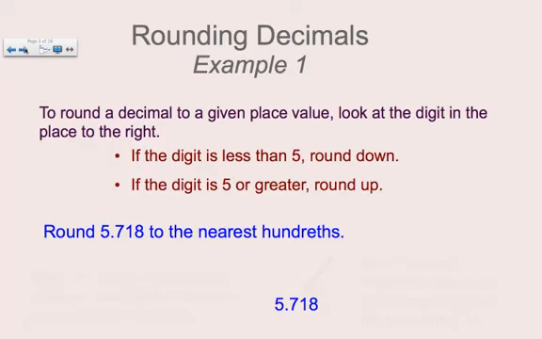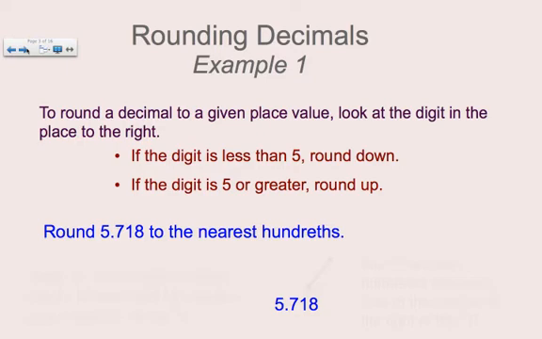First of all, before we can add or subtract, we just have to review quickly about rounding decimals. We covered it a little bit in section 2.1, but I just want to make sure everyone's got a good grasp of this concept. To round a decimal to a given place value, look at the digit in the place to the right of that given place value. If the digit is less than 5, we are going to round down. If the digit is 5 or greater, we round up.